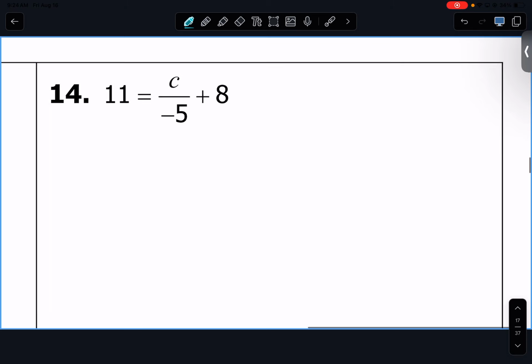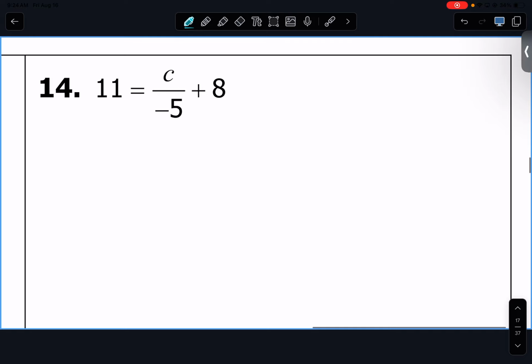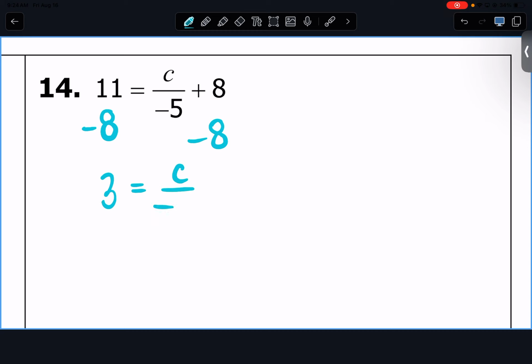Now we're going to look at 14. What do I do first on 14? So what is 11 minus 8? Then we get c over negative 5. Now what? So we get what equals c? Just like that.